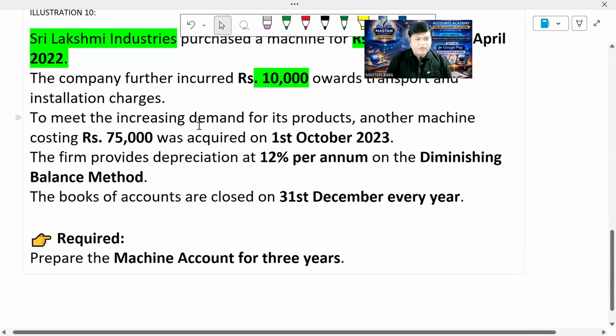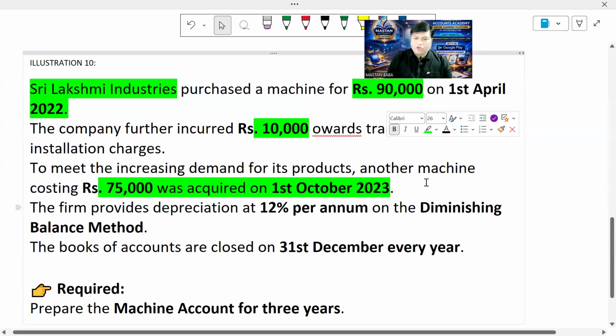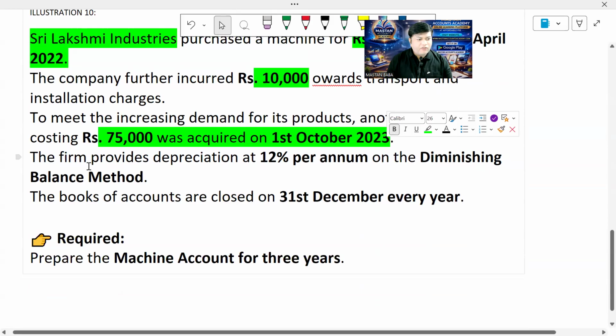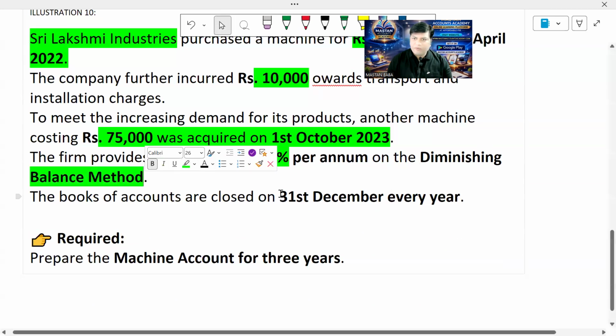To meet the increasing demand in its production, another machine costing rupees 75,000 was acquired on October 1, 2023. So they purchased the first machinery on 1st April 2022, and on October 2023, they acquired the second machinery for 75,000. The firm provides depreciation at the rate of 12% per annum under the diminishing balance method.